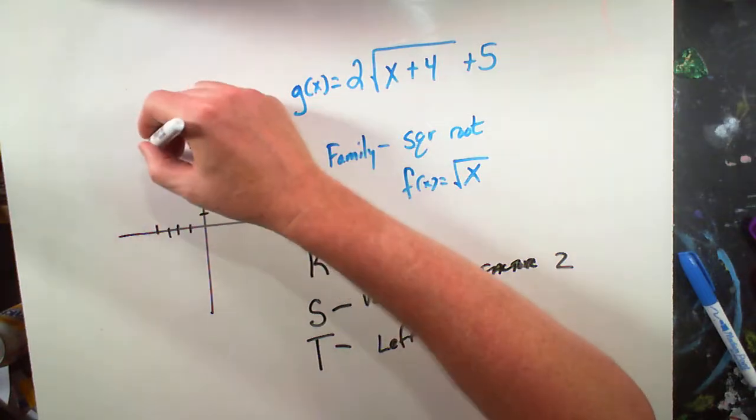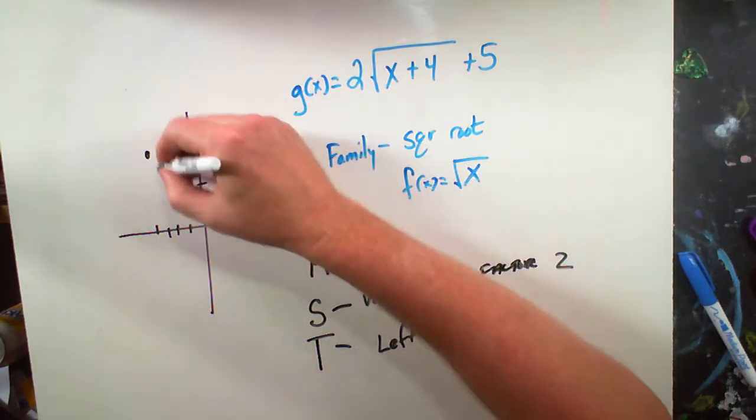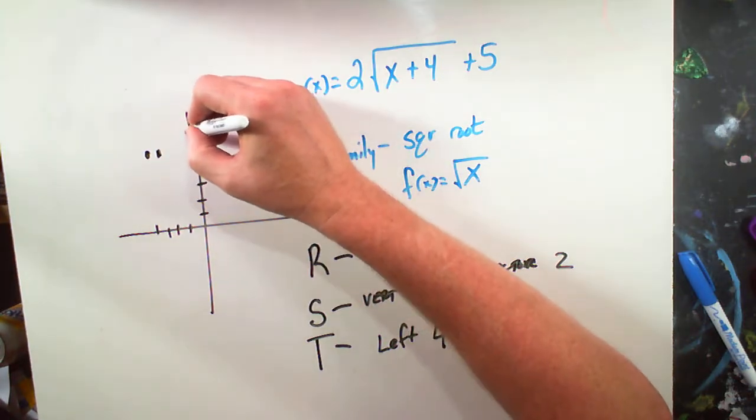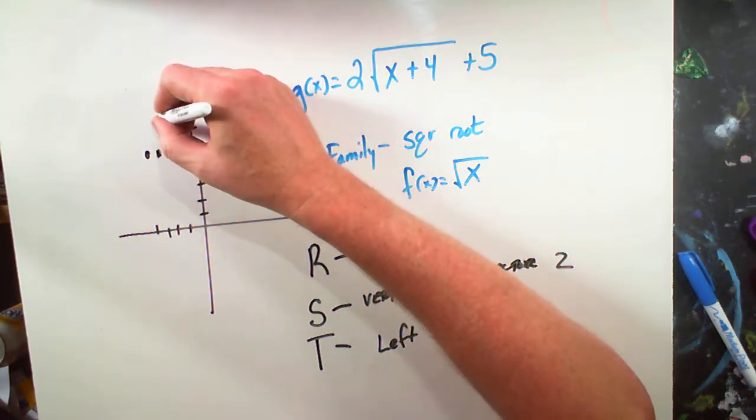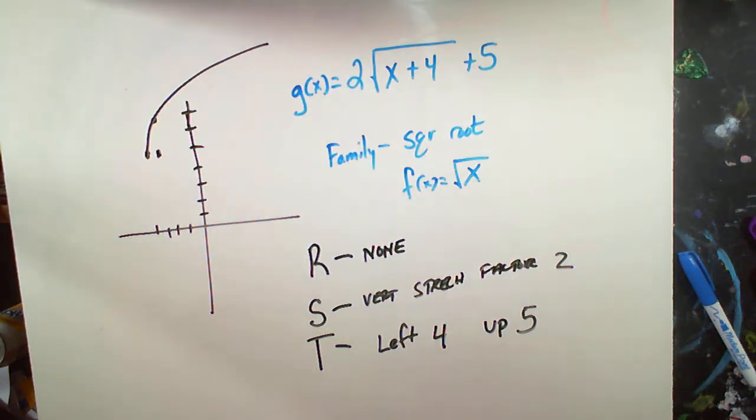We start there. Vertical stretch, factor of 2, so we go over 1. Since there's no reflection, we're going up 2. And then we make that kind of check mark look, the swoosh, as my wife calls it, of the square root function.